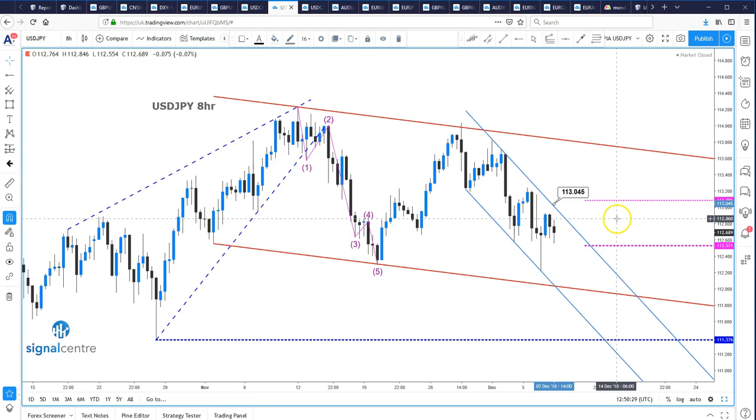Yen crosses haven't really moved lower with stocks. They just seem to be holding out, and I think there's better currency pairs to focus on next week than dollar yen, i.e. sterling dollar.